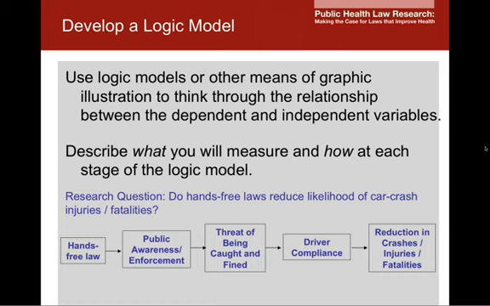The logic model demonstrates the hypothesized relationship that hands-free laws will result in increased public awareness and enforcement, which will increase the perceived threat of being caught by violators, which can increase driver compliance with the hands-free law, which can ultimately reduce crashes, injuries, and fatalities. Each step of the logic model defines the mechanism by which the law can affect health outcomes and the construct to be measured. The next step is to define the way in which you'll conduct the study, including how you'll measure each of the constructs.